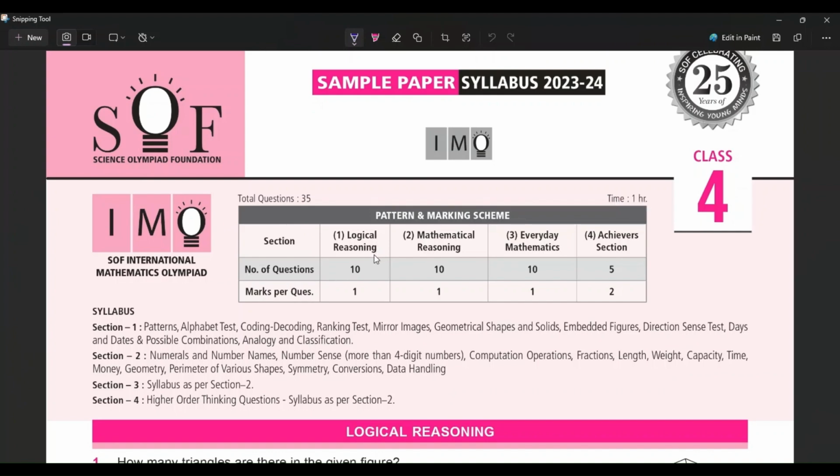First section, logical reasoning, you will be having 10 questions and 1 mark. Second section, mathematical reasoning, you will be having 10 questions and 1 mark. Third section, everyday mathematics, you'll be having 10 questions and 1 mark. Fourth section, achievers section, you'll be having 5 questions. Each question carries 2 marks, children.